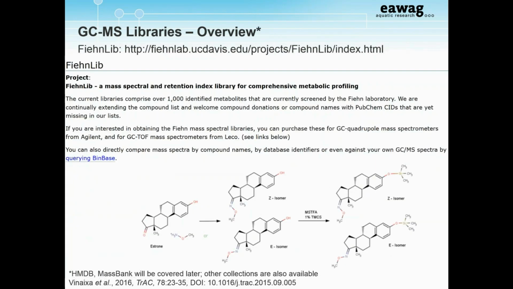We also have the FiehnLib. This is hosted by Oliver Fiehn's group in the US. Their collection is around 1,000 identified metabolites that they screen. You can also purchase these for GC quadrupole or GC TOF spectrometers, or you can query them in BinBase. There are a couple more libraries. This is why I've got the star on this slide. HMDB and MassBank, I will cover later under LCMS because they have both. There are also plenty of other collections available, which again I will not cover today for time reasons.